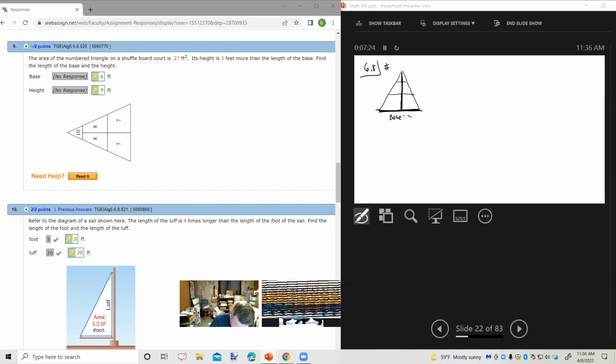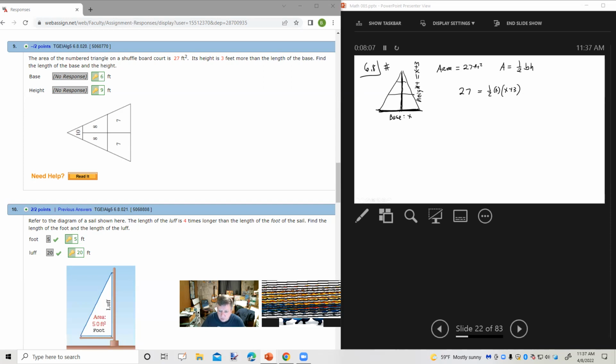So if the base is x, the height is x plus 3, and that's feet. And we know that the area is 27 square feet. Using the formula that the area of a triangle is 1/2 the base times the height, we would get the following. 27 square feet equals 1/2 times x times the quantity x plus 3. Now, I have a fraction. I could distribute the fraction or I could get rid of it first. I'm going to get rid of it first.